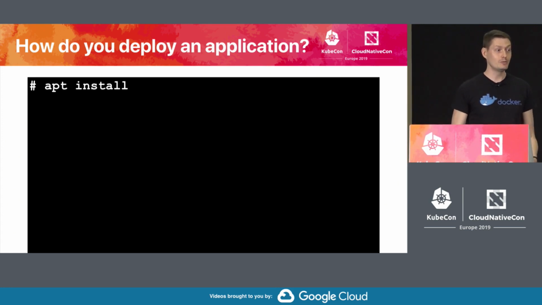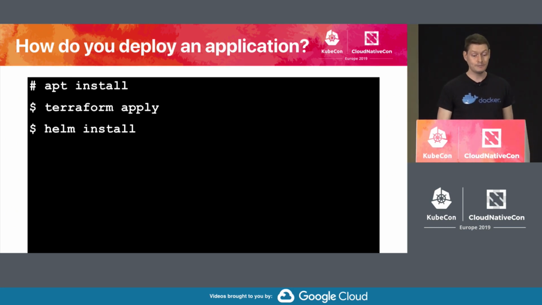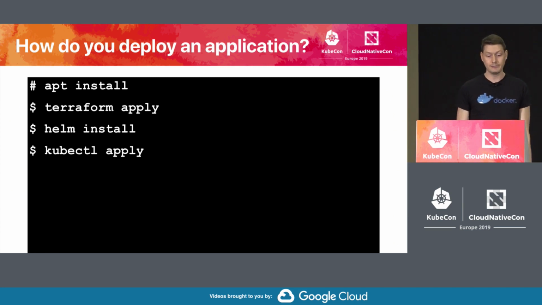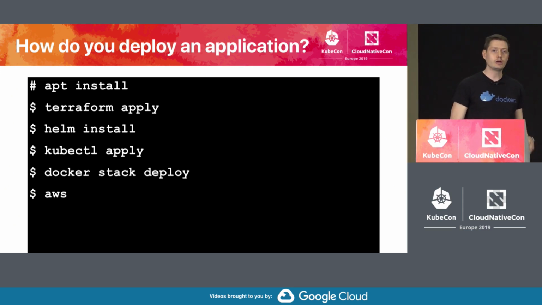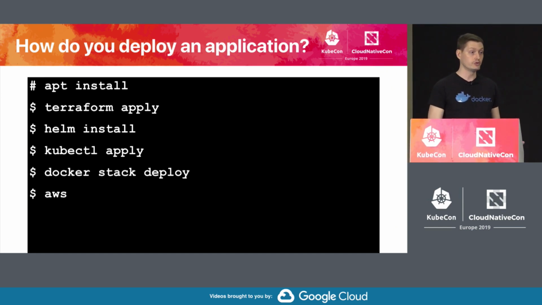If it's a binary, I hope you're using some sort of package manager, so like apt. Maybe you're putting up some infrastructure, so you can use Terraform. If you're installing something to a Kubernetes cluster, you could be using Helm charts and Helm. Or if you wrote your own kubeyaml, maybe you're just using kubectl apply. Compose also works on Kubernetes, so you could use Docker Stack Deploy. Or maybe you have some specific infrastructure thing that's only provided by AWS, in which case you need to use their CLI tooling.